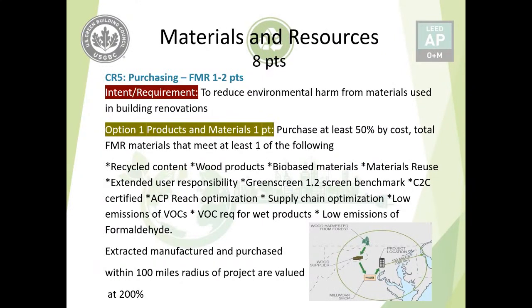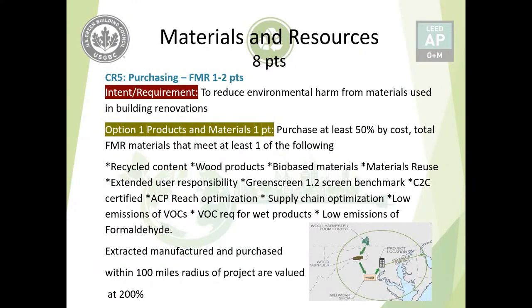We have seen in the purchasing ongoing, the first credit, that there are certification bodies that certify any material or product to have recycled content, FSC for wood products, some other entity to certify bio-based materials, materials reuse. We've got some extras here like GreenScreen, Higg Index benchmark, C2C, which is Cradle to Cradle certified, ACP is alternative compliance path, REACH optimization, supply chain optimization.